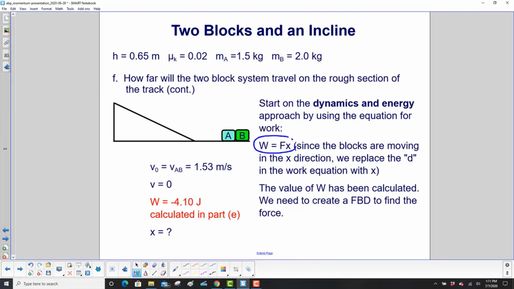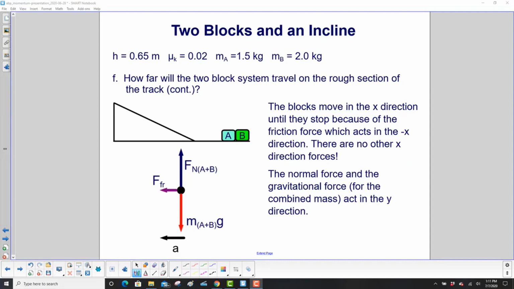Work is F times X. Now why X? I think we've been using D, but the blocks are moving in the X direction, so we replace the D with X. The value of work has already been calculated. We need to create a free body diagram now to find the force.